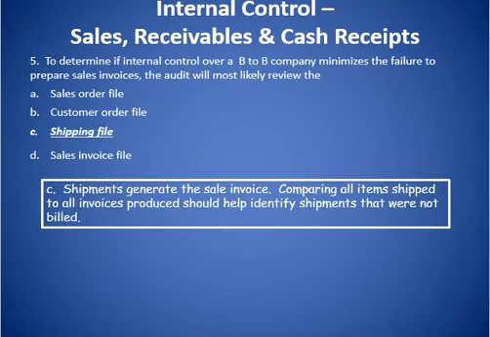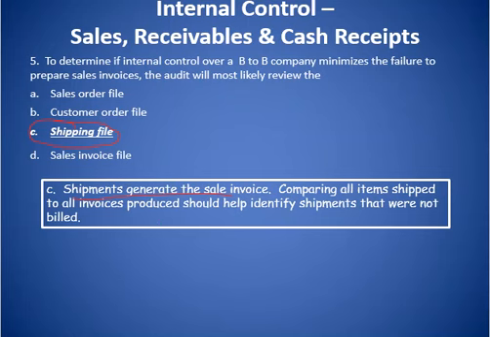Okay, the answer to number 5: to determine if internal control over a company minimizes a failure to prepare sales invoices, the auditor, in effect, will most likely review the shipping file, because the shipping file is going to be the file that generates the invoices. As I say here, shipments generate the sales invoices, and comparing all items shipped to all invoices produced should help identify shipments that were not billed.